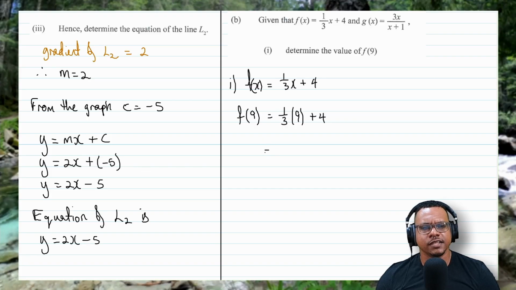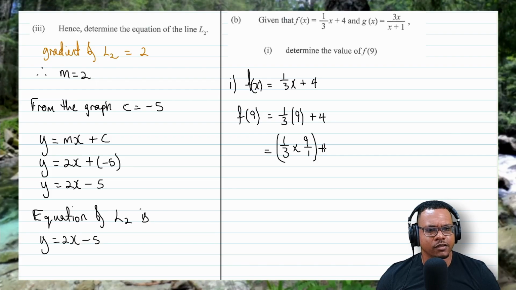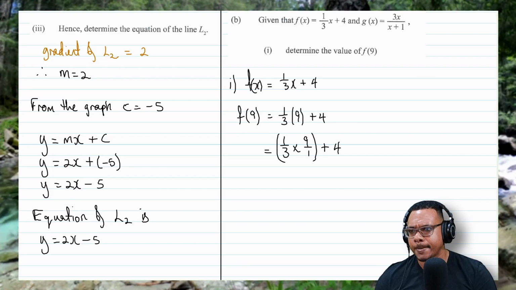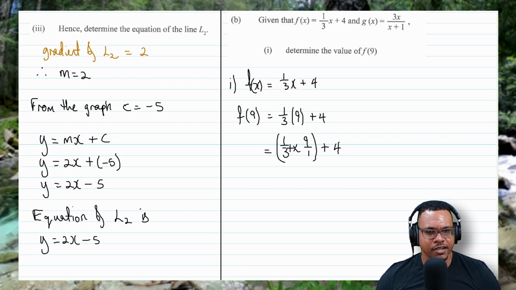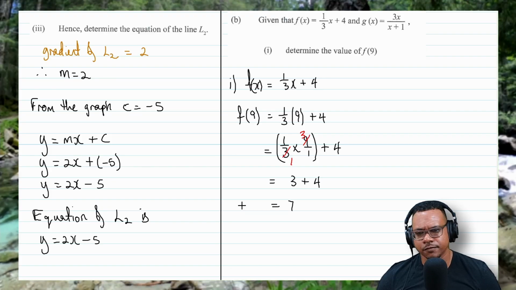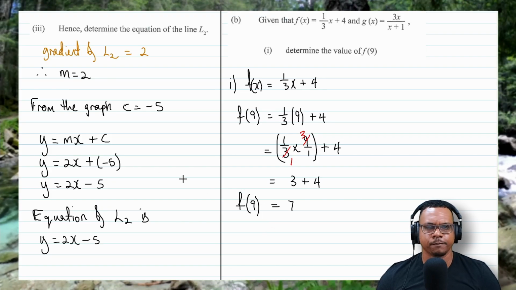Now, if you write out what that means, 1/3 multiplied by 9, which would be 9 over 1, plus 4, we can see that we can have 3 into 3, 1, and 3 into 9, 3. So 1 by 3 is 3, 1 by 1 is 1, so that's 3 over 1, which is just 3. So we're going to have 3 plus 4, so the answer will be 7. So f of 9 is equal to 7.